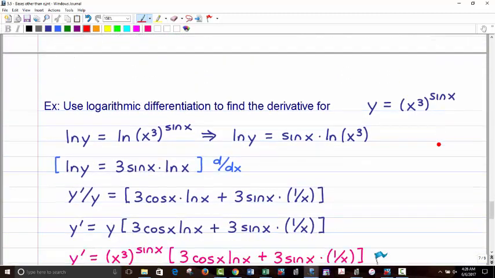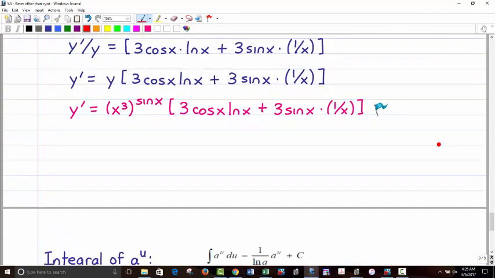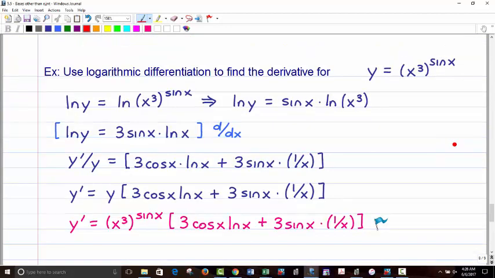Here's another one. So we have x cubed raised to the sine of x. So we ln both sides, brings the sine of x down. So we have ln of y equals sine of x times ln of x cubed. Now, because it's ln of x cubed, you're not cubing the ln here. I can bring the 3 down. I didn't have to do that, but I just chose to. So I brought the 3 down.